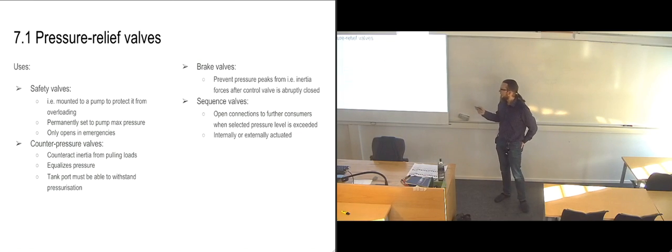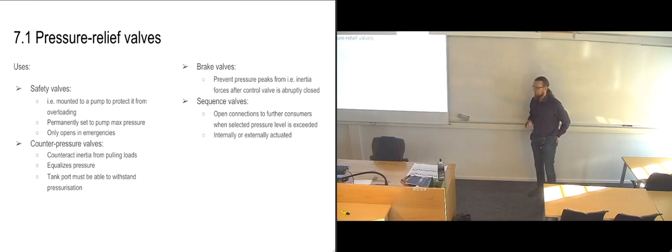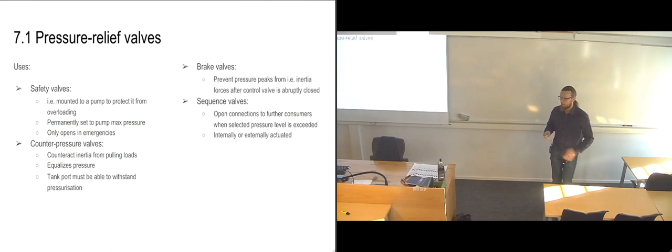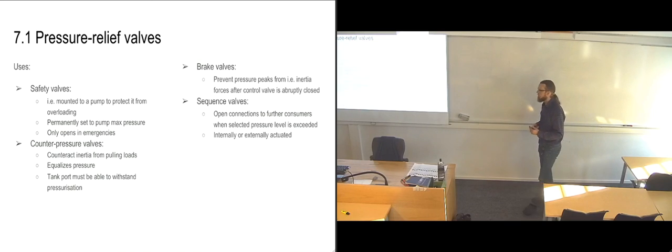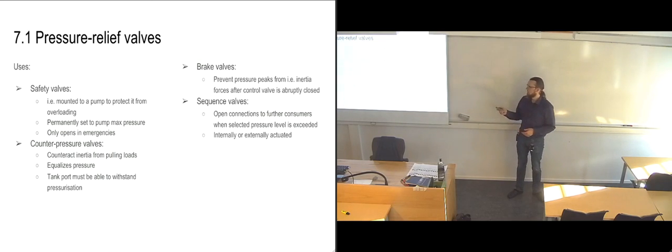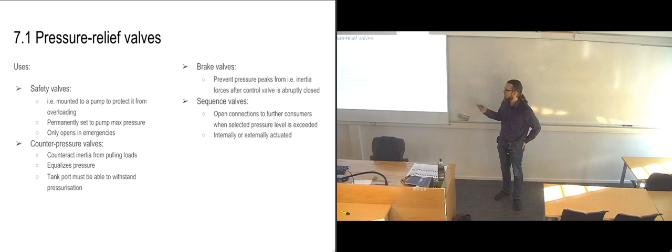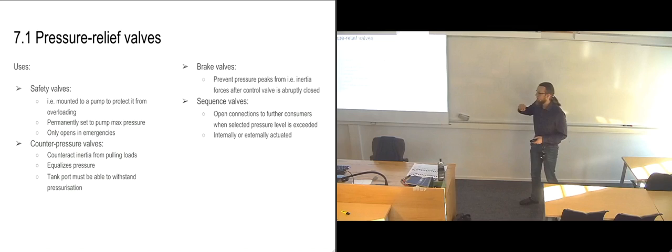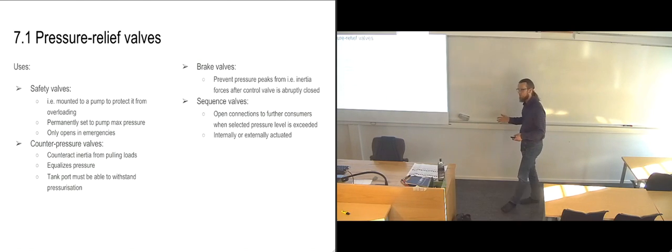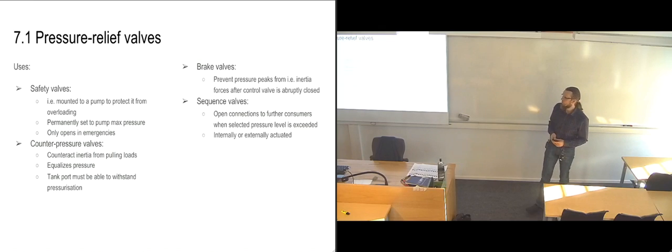And the sequence valves can be internally or externally actuated. So basically using the internal pilot stuff like on the poppet valves, or using external pilot lines, which means that you could also use one pilot line that goes to the different sequence valves, and then you have one main line that's connected to all of the sequence valves, so that you don't really need to change the pressure of your main line. You only change the pressure of your pilot system to open sequence valves.